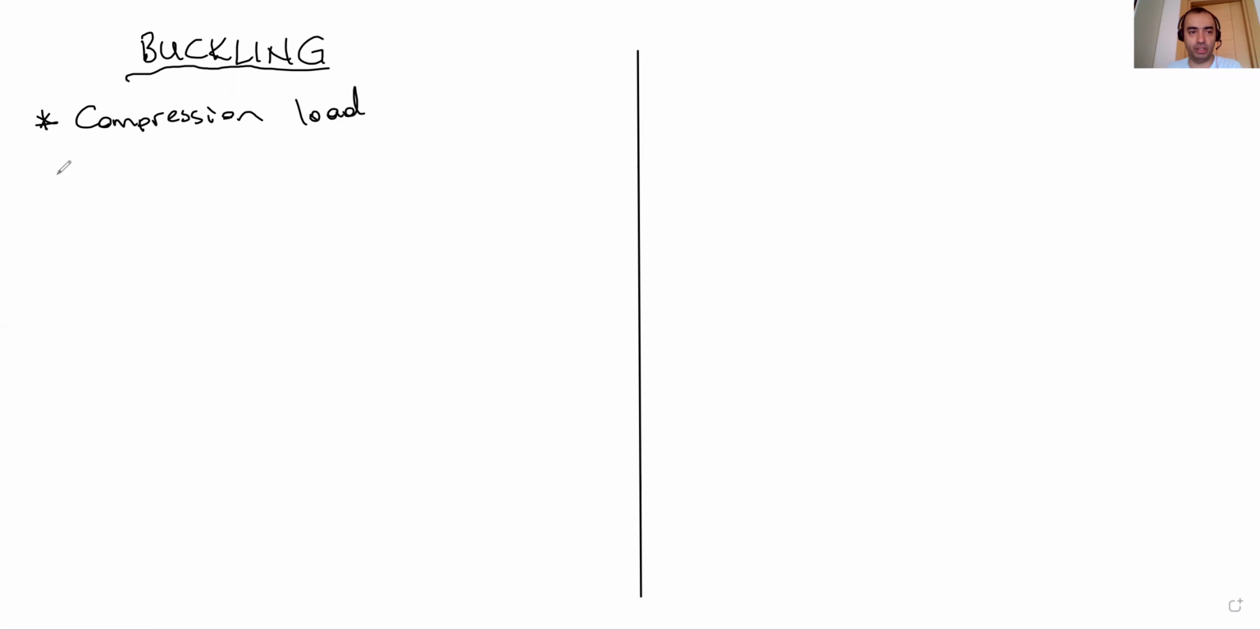Under this compression load, to make a good design, our stress should be less than the allowable stress. Also, there is a critical thing here, which is delta L. The change in the length of the member should be less than the allowable length change. I will explain it.